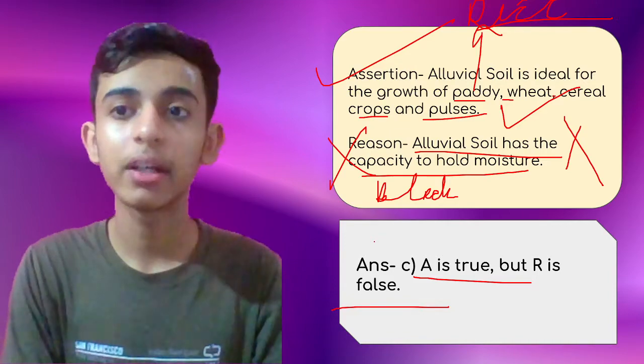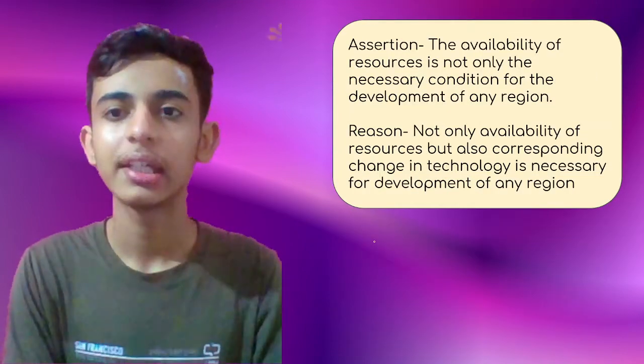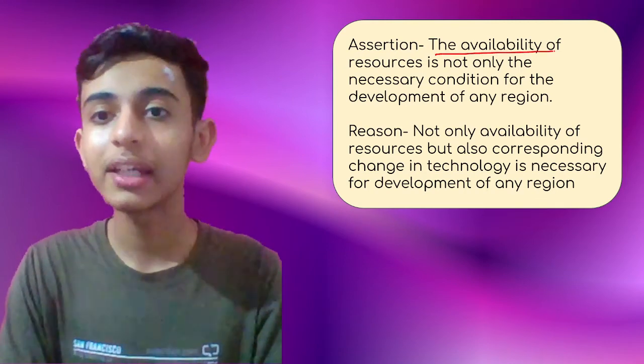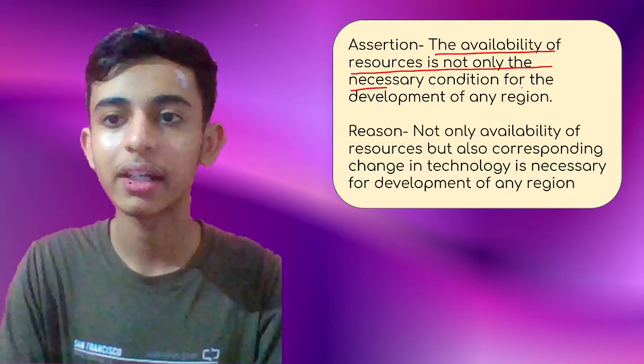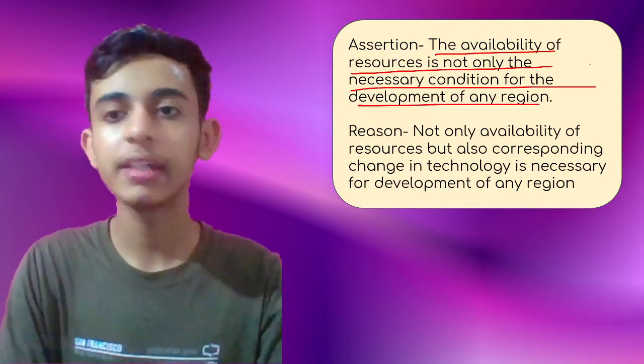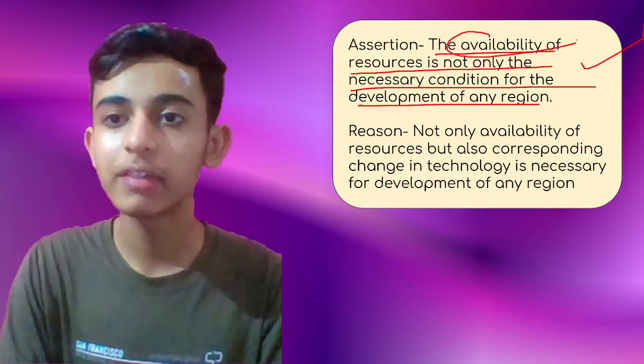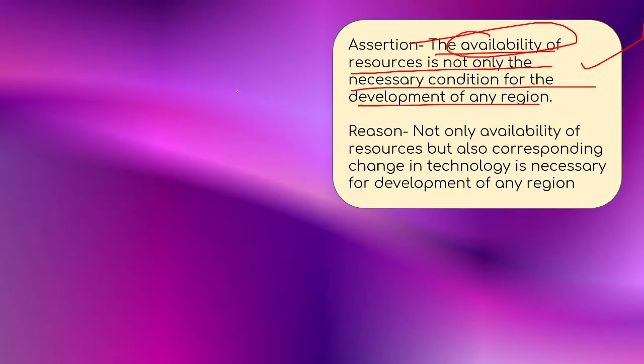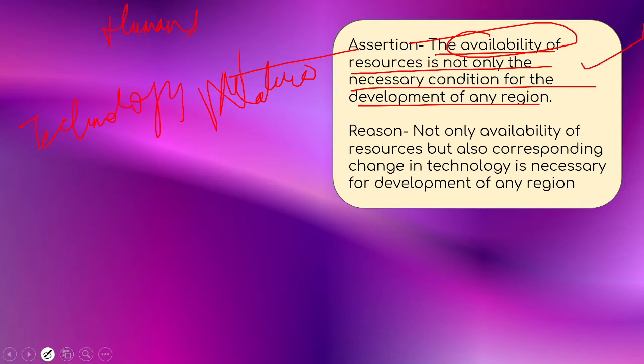But what if both of them are true? Let's see that. Now next assertion and reason. The assertion says that the availability of resources is not the only necessary condition for the development of any region. Definitely it is correct, because just the availability of resources is not enough. We read the interrelationship, if you could recall, between humans, nature, technology, right? So we read about that.